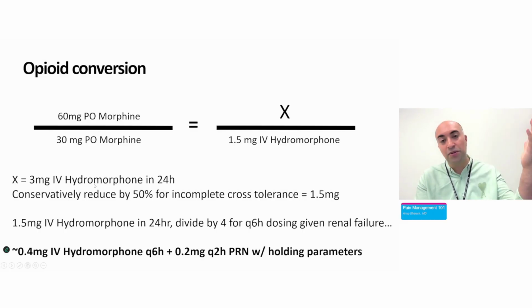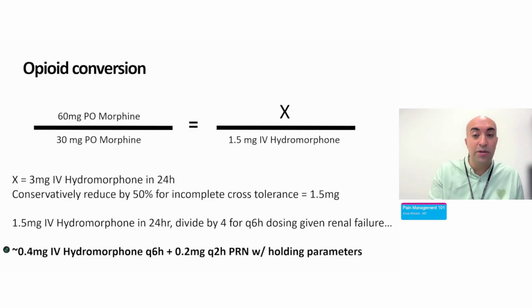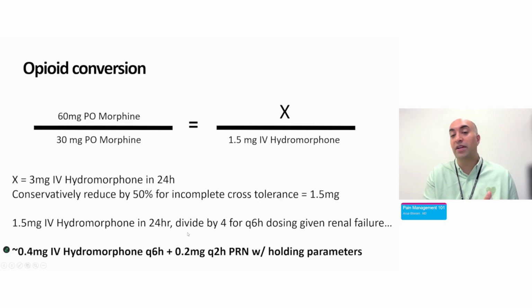And because he's well controlled, it's just a matter of delivery because of the mucositis. Maybe you conservatively decrease by a full 50%, and 1.5 is kind of where you start. And because he's in renal failure, maybe you say instead of every 4 hours, I'm going to give it every 6 hours. So roughly about 0.4 of IV dilaudid every 6 hours, and a PRN based on that 24-hour requirement of 0.2 Q2 PRN.